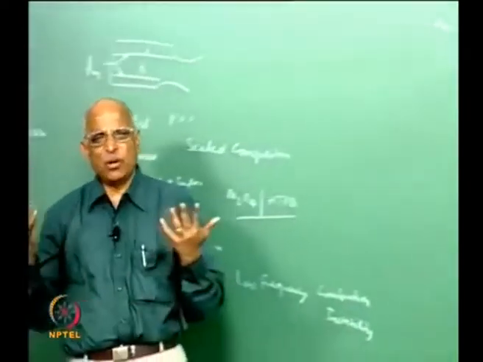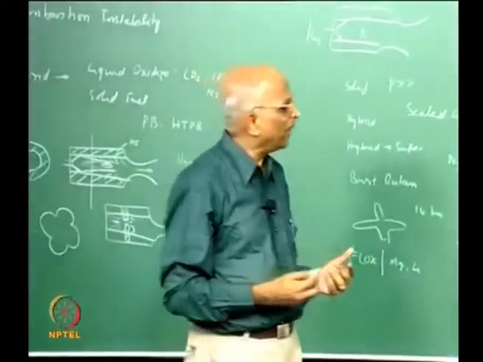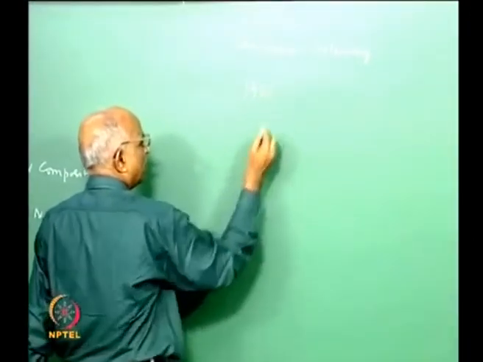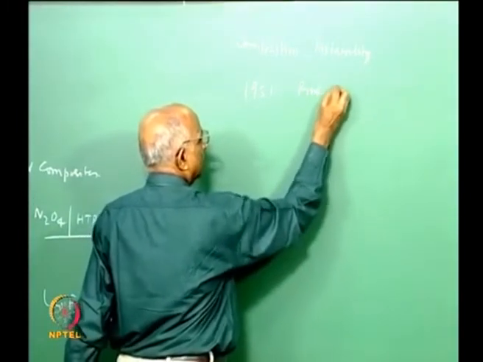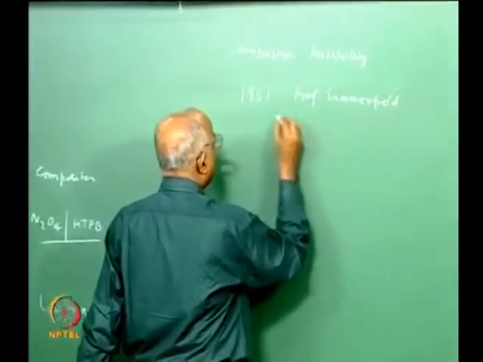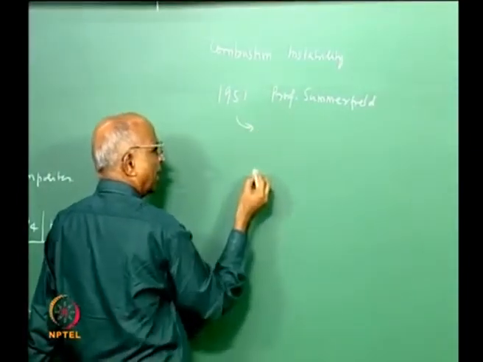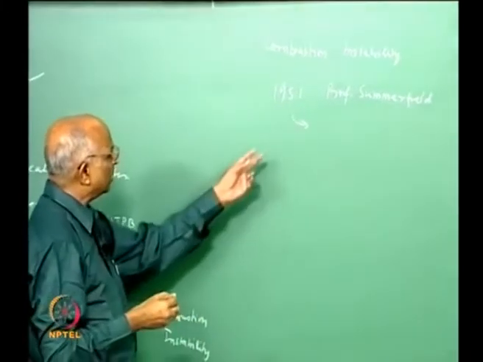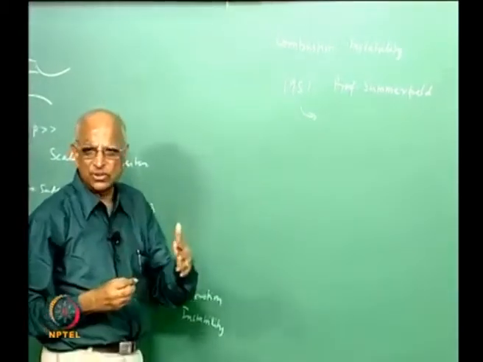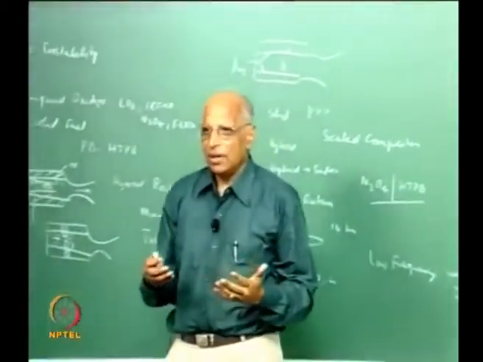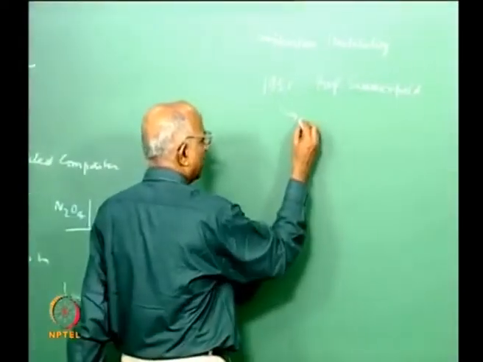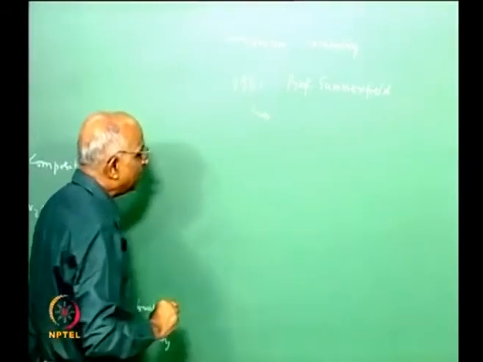Maybe I will start with a very small example, and this example is not mine. This example was given in 1951 by one Professor Summerfield. He was at Princeton and he published a paper in 1951, in I think at that time the AIAA journal was not there, the Journal of Rockets and Aircrafts or something like that. It was a journal which came much before the AIAA journal started coming. In this paper he gives an example.